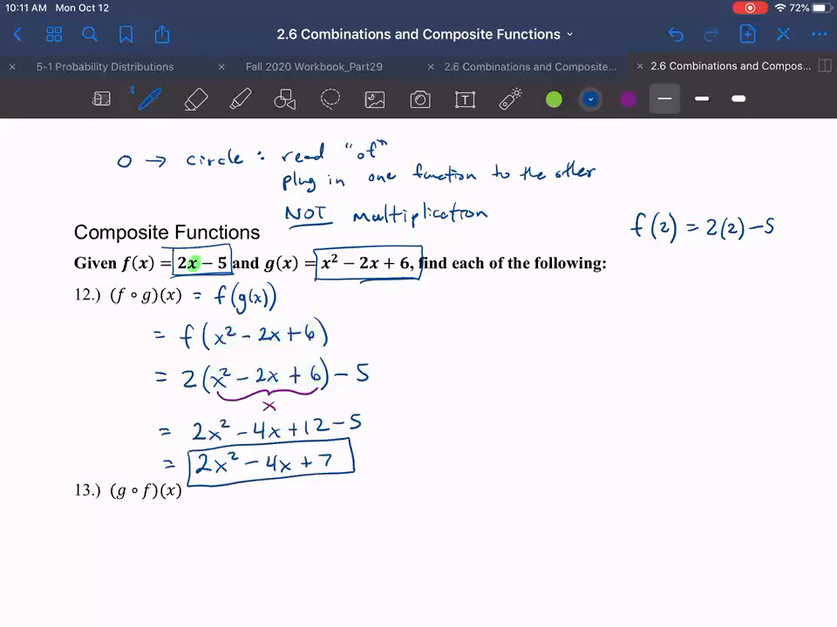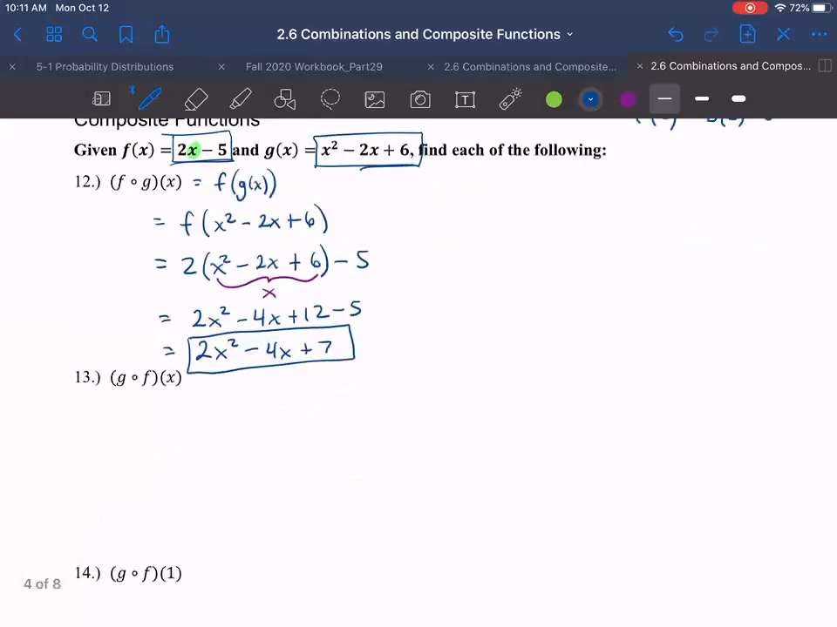The next one would be g of f of x, and I'm going to let you have a try at that one. Essentially, you're going to plug them in the opposite way. So this will be equal to g of f of x. You're going to plug f of x inside of g of x. You're going to take this f of x and plug it in everywhere there's an x to come up with your new function. So I'm going to go ahead and pause here for a moment and give you a try at that one.